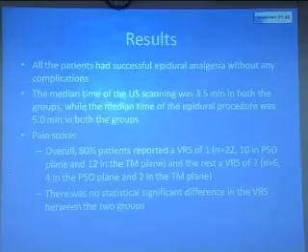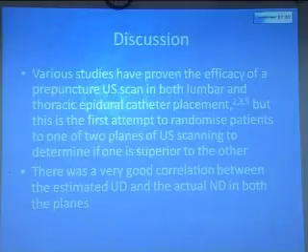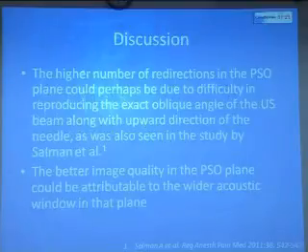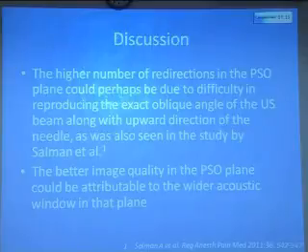So various studies have proven the efficacy of pre-puncture ultrasound scan in both lumbar and thoracic epidural catheter placement, but this is the first attempt to randomize patients to one of 2 groups to determine if one is superior to the other. There was very good correlation between both the estimated depth and the actual needle depth in both the planes, but the higher number of redirections in the parasagittal plane is perhaps due to difficulty in reproducing the exact oblique angle of the ultrasound beam along the upward direction of the needle, as was also seen in a similar study.